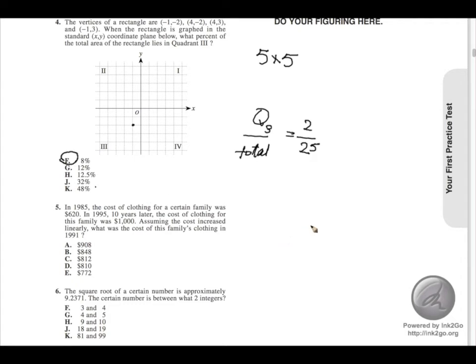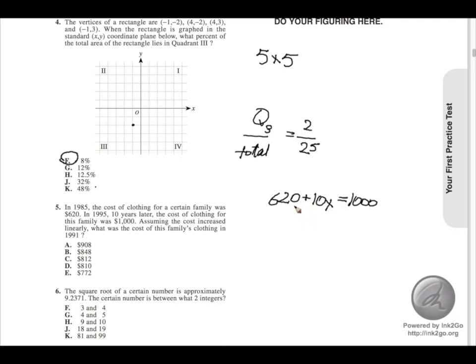In our next question, we have a starting price of clothing in 1985, and we know that this cost goes up every year by some amount X. We don't know what that amount is, we need to find out. So, it started off at $620, and then 10 years later, it's $1,000. So 10 times some rate X, which is how much it increases every year, gets us to $1,000. And so X here again is the rate, or how much the price increases every year.